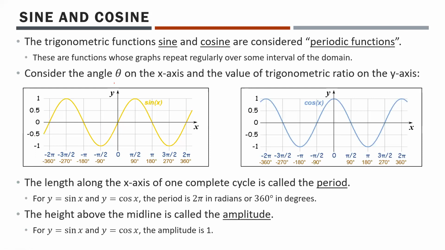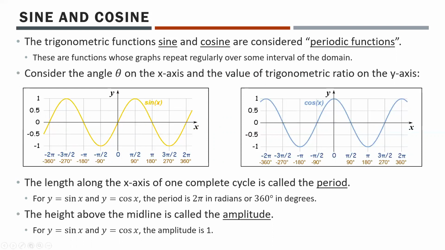Now consider the angle theta that we would usually plug into sine. So sine of theta, for instance. Consider that being your x coordinate here, so it's along your x-axis. And then the value of the trig ratio itself, so if you plugged that angle into sine or cosine, would be the value on your y-axis. From here on out, we're mostly going to be calling it x instead of theta.